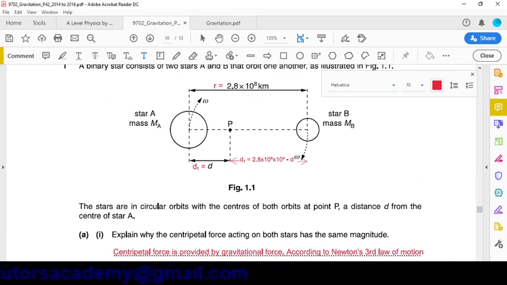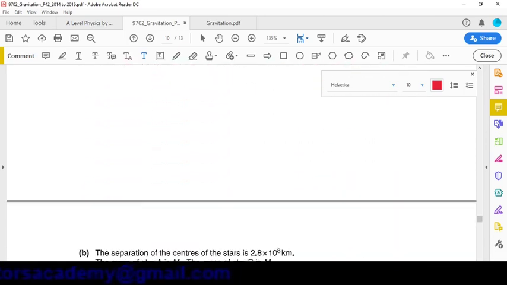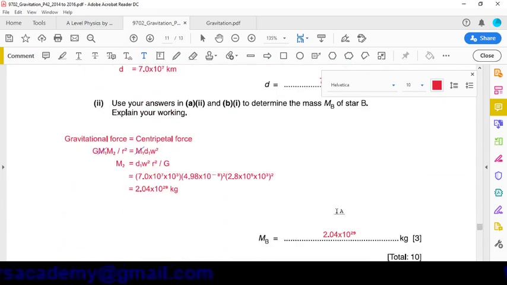Again, it is in kilometers. We have to take it in meters, so we have to multiply this by 10 power 3. So the value of r is equal to 2.8 into 10 power 8 into 10 power 3. Here it is square, so we have to take the square.